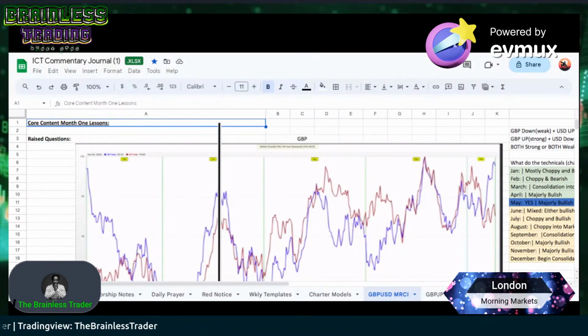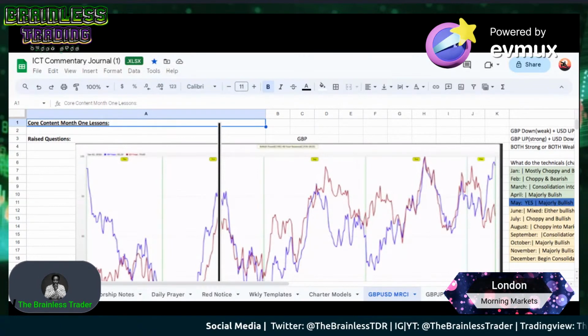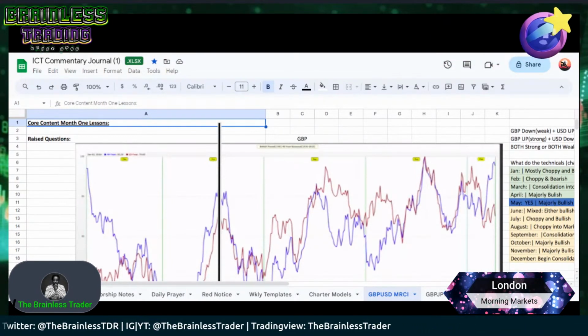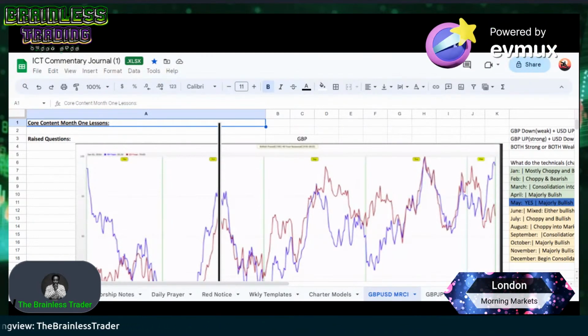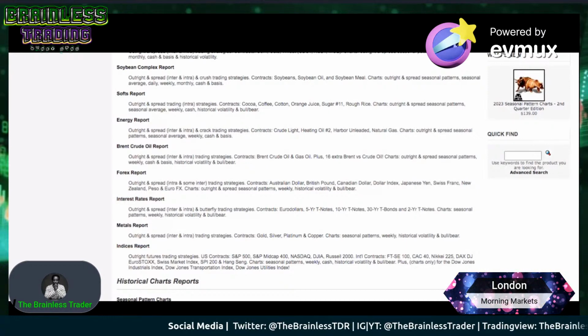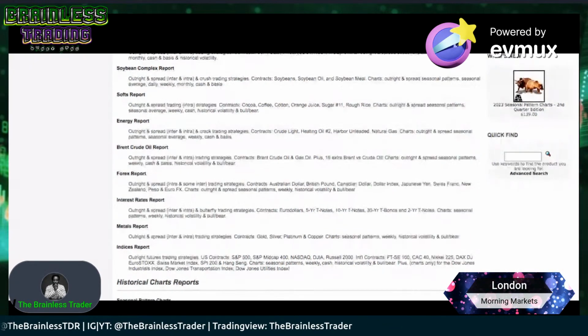And this organization, ICT has recommended to us that if we want to get the seasonal tendencies for indexes or for any sort of trading, they've got an indices report. Let me just share this tab real quick. They have an indices report. Oh, I'm not sharing this properly. There you go. It tells you the seasonal tendencies.